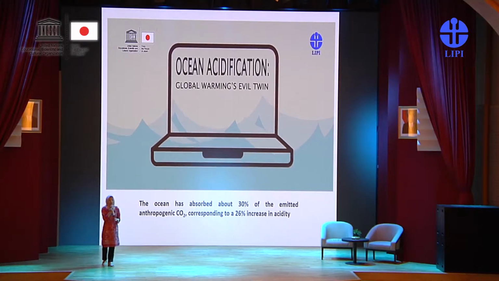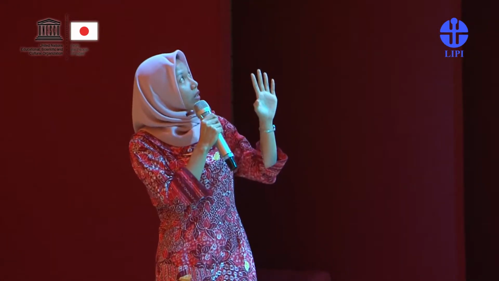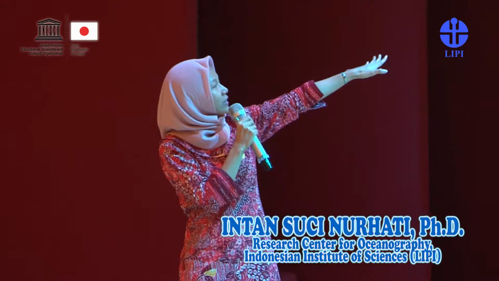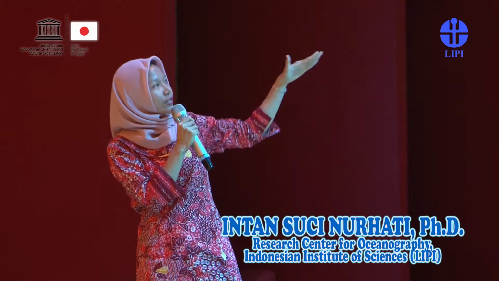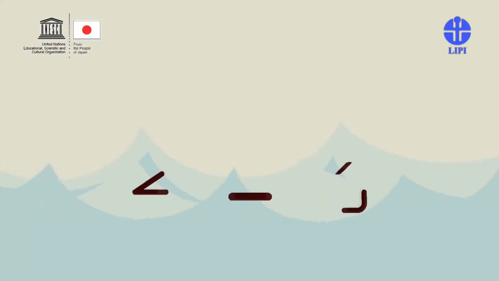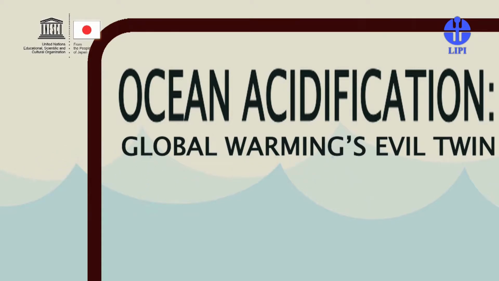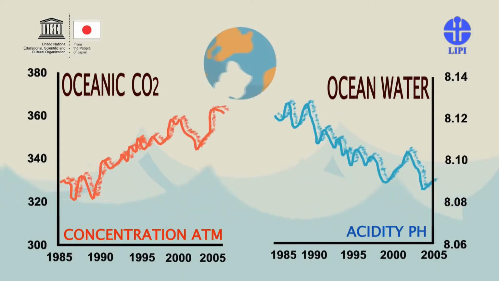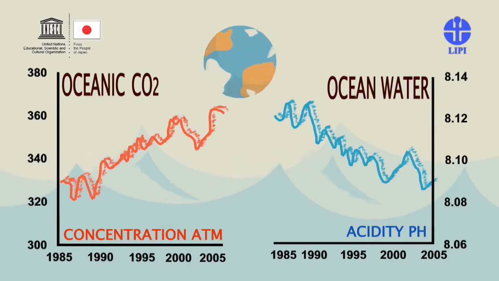Another thing that we have to watch out for is oceans becoming acidic. This is called ocean acidification, sometimes referred to as the evil twin of global warming. What you see on the red curve is that as the concentration of CO2 increases in the atmosphere, the pH in the oceans goes down, because it goes back to that global carbon cycle. And indeed, we see that about 30% of our emitted carbon dioxide has been absorbed by the oceans, corresponding to a 26% increase in acidity.